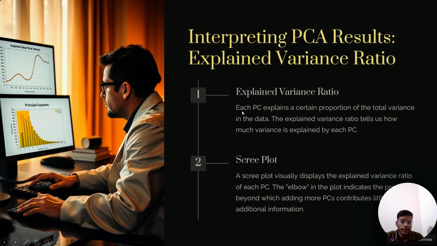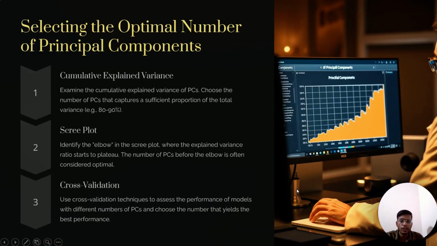Explained variance ratio. Each PC explains a certain proportion of the total variance in the data. The explained variance ratio tells us how much variance is explained by each PC. Now, scree plot. A scree plot visually displays the explained variance ratio of each PC. The elbow in the plot indicates the point beyond which adding more PCs contributes little additional information.